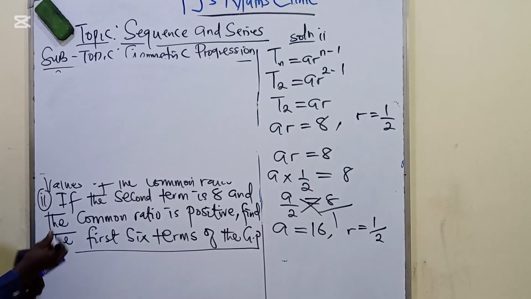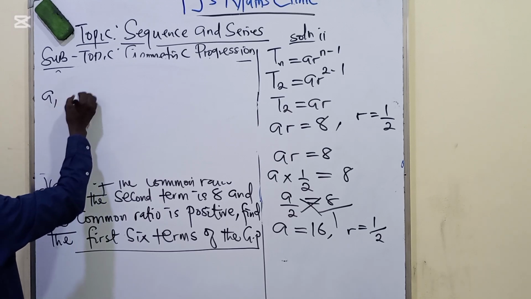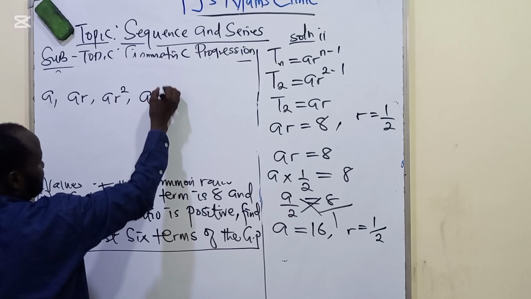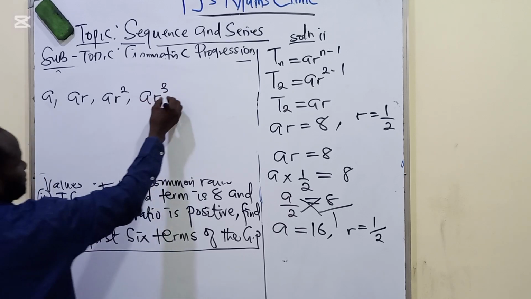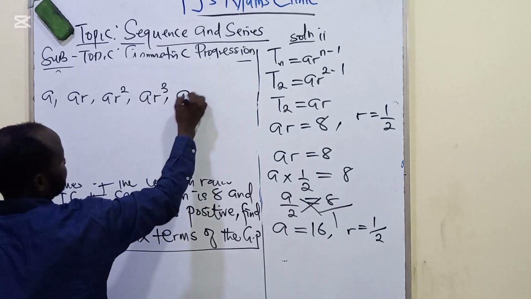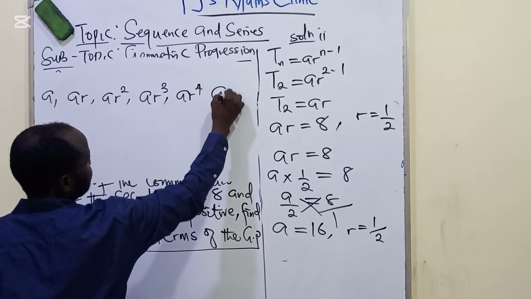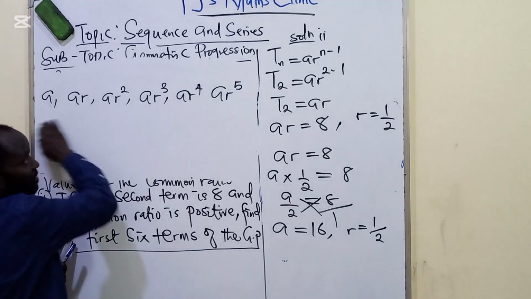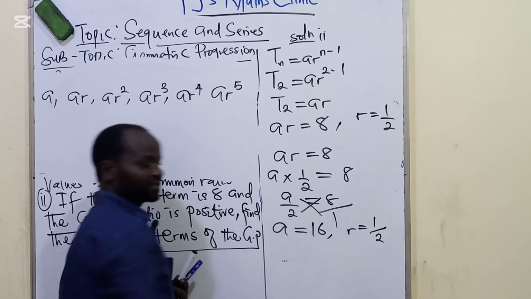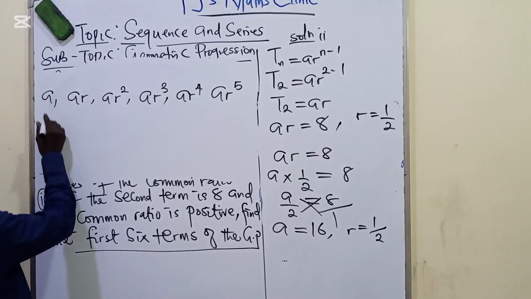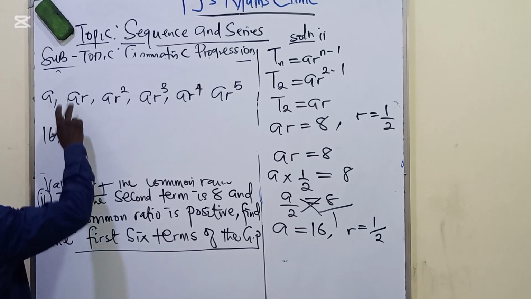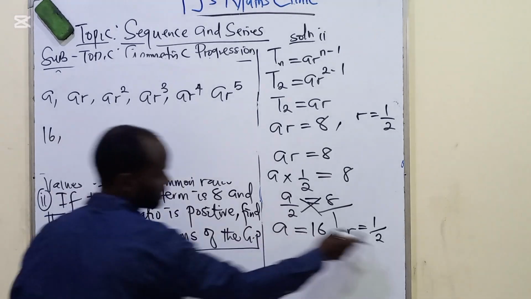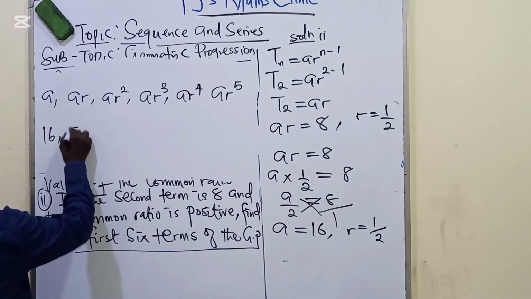Very important. First term, which is A, second term will be AR, third term will be AR^2, fourth term will be AR^3, fifth term will be AR^4, the sixth term will be AR^5. So we are asked to write down this, given that A is 16 and R is half. So first term here is 16. Second term will be 16 times half. That will be, of course, 8.